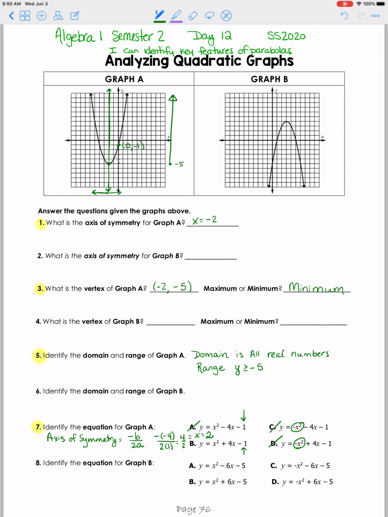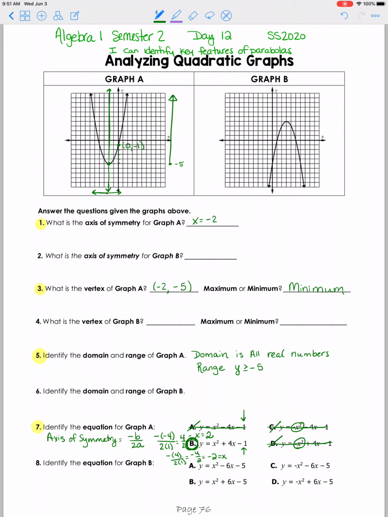So let's try B just to double check. If we want the opposite of positive 4 over 2 times 1, that would be negative 4 over 2, which is negative 2. So option B is our answer, and we can eliminate the other three options.